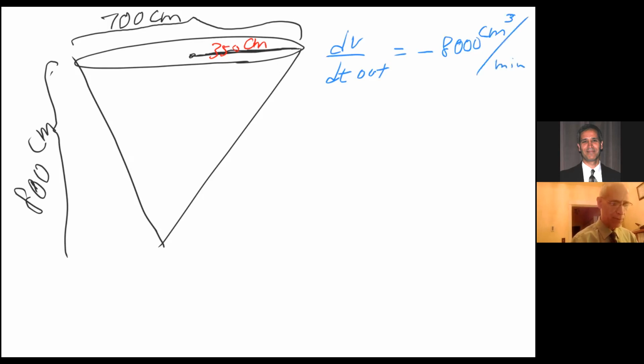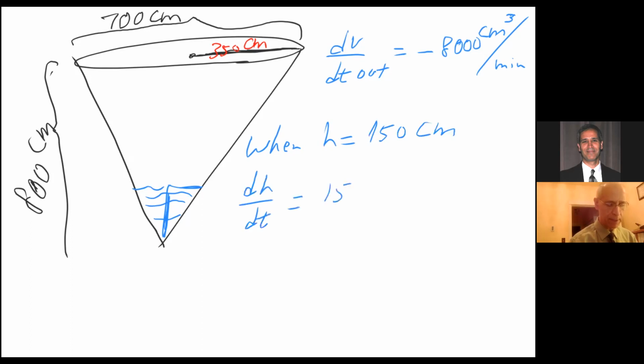And we know that when H, the height of the water, is 150 centimeters, then dH/dt is 15 centimeters per minute. So the height of the water is rising. That means the rate at which the water is pumped in is faster than the water leaking out. That's why the height of the water is going up. Let me go to the next page.